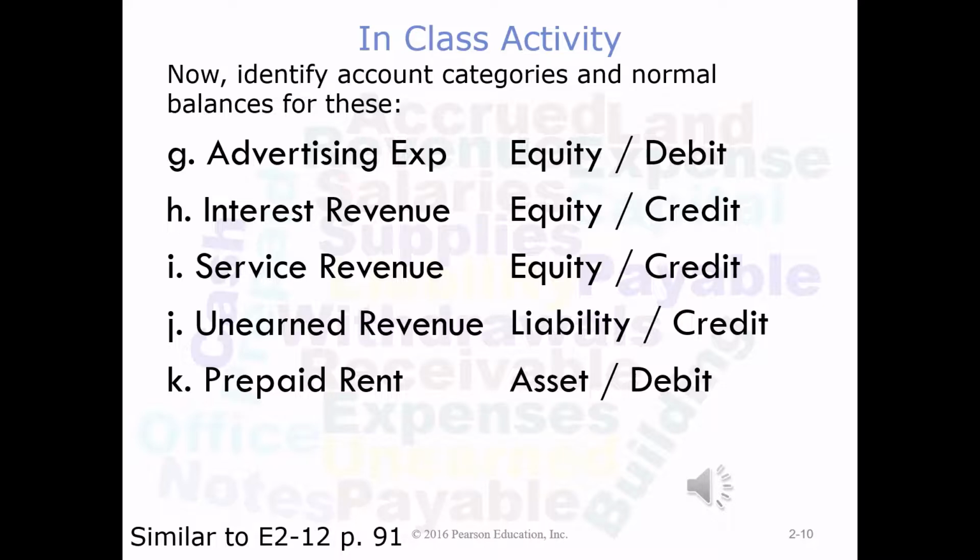Interest revenue and service revenue are both equity accounts, and they both increase equity, so they both are credit balances. Unearned revenue. This is revenue that we haven't actually earned yet. We've received some money, but we haven't done the services, so we have an obligation to provide the services or give back the money. Liabilities are a credit balance.